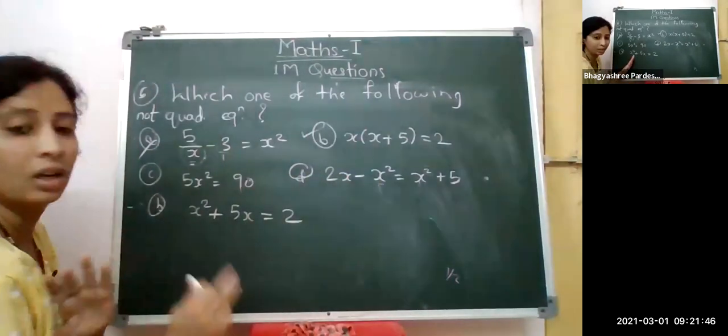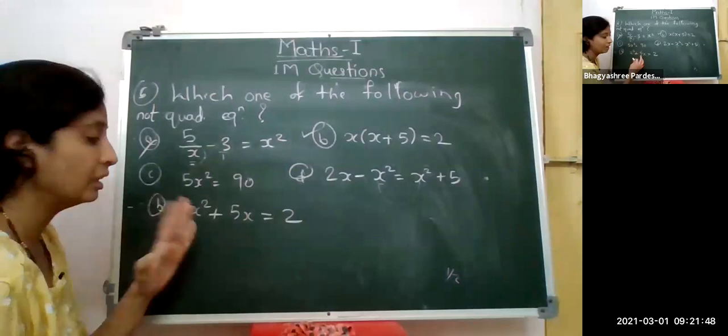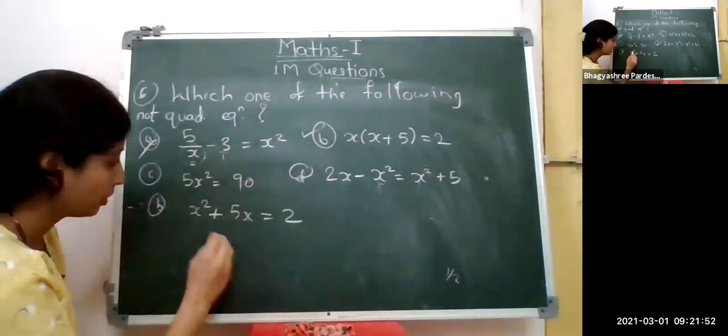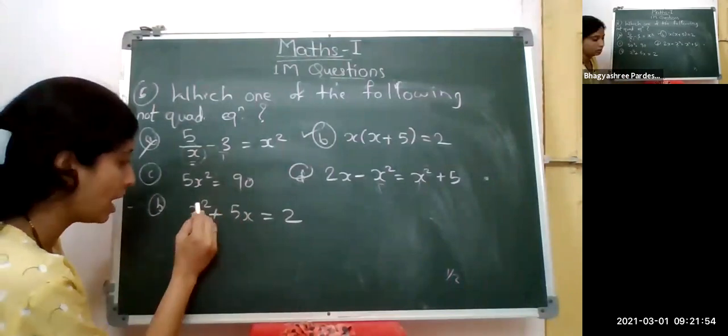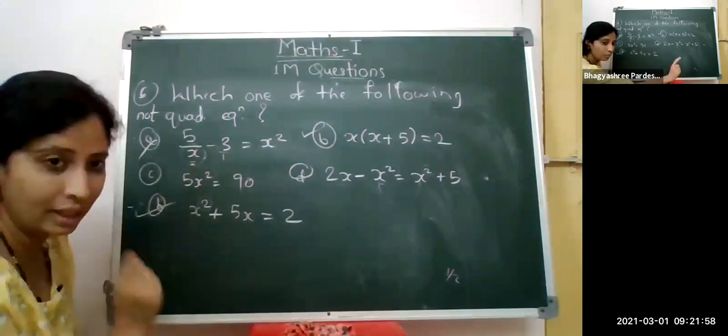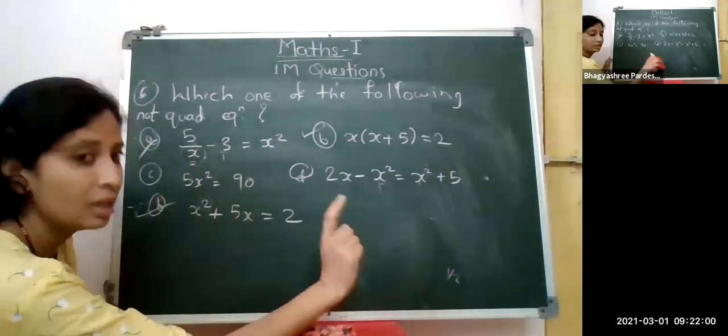Now look here. No variable in the denominator. No multiplication is there with x to any other bracket other than the number. So what is the highest power of x here? The highest power of x is 2 here. So this is definitely a quadratic equation. So what we have to remember? The highest power.